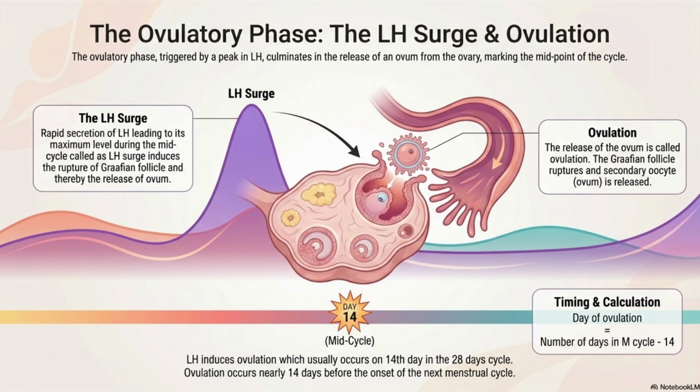But it is not necessary that it always happens mid-cycle. It is going to be calculated. You can note this: day of ovulation is calculated as the number of days in the menstrual cycle minus 14. Suppose a female has a 34-day menstrual cycle; for some females, as we said, 28 days is the average.